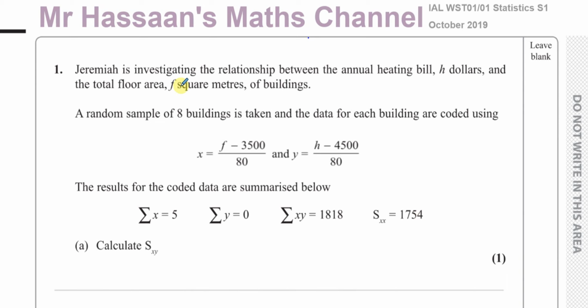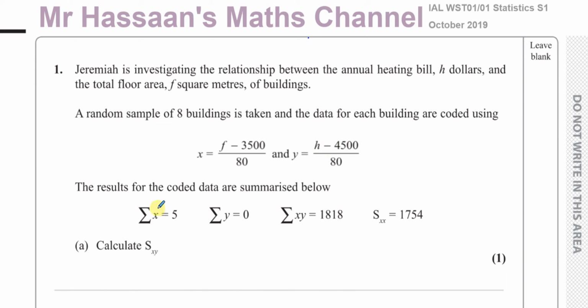Okay, so basically, this guy's going around and he wants to see if there's a relationship between the floor area and the heating bill for these buildings. He's taken a sample of 8 buildings, and in his data, to make the calculations easier, assuming that's the reason, he decided to code the data. So he's taken his floor area, subtracted 3,500 and divided that by 80, and he's called those values X. The Y values are from the heating bills, which he's taken away 4,500 and divided by 80, and supposedly that's made the numbers easy to deal with.